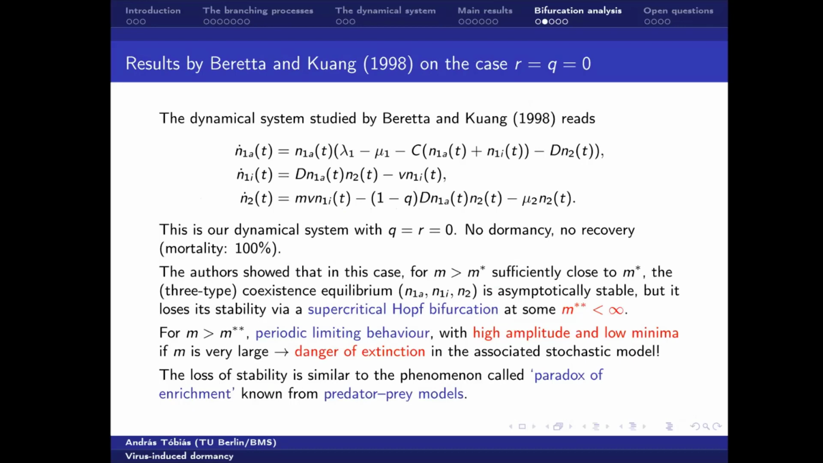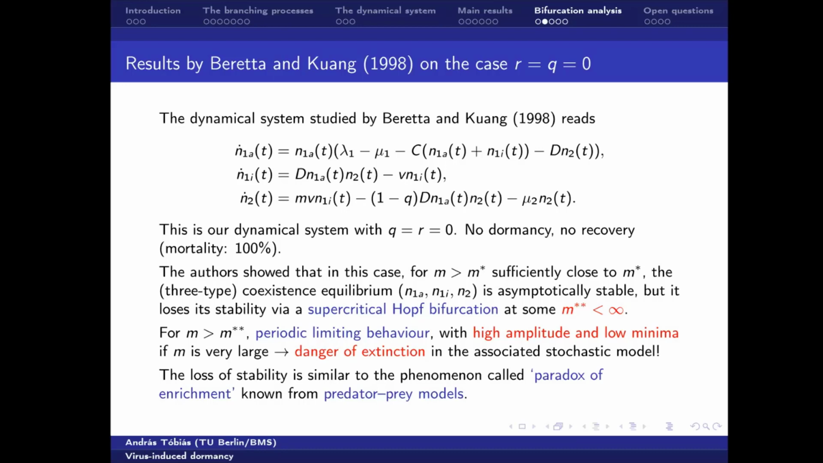So we should start maybe the story from Beretta and Kuang. So what did they do? As I told you, R equals Q equals to 0. So no recovery, no dormancy. And then we have this nice three-dimensional dynamical system. And what they saw there, that indeed, in this case, this M double star is always finite. So if you look at M larger than M star sufficiently close to M star first, so just above the level where this coexistence equilibrium has emerged, then we have stability. But if you increase M further, at some M double star less than infinity, we have this Hopf bifurcation, and then afterwards we have this periodic behavior.